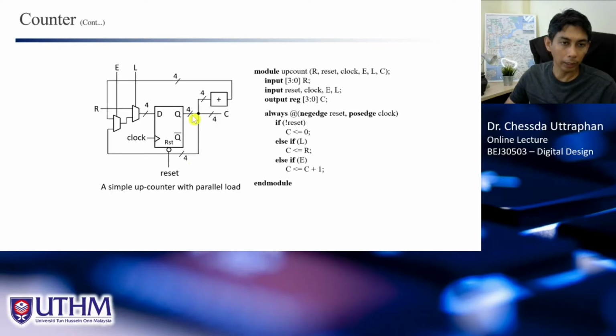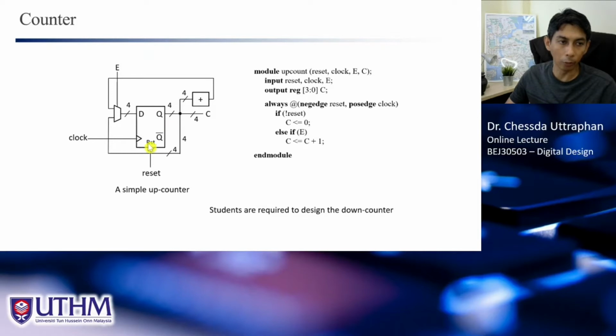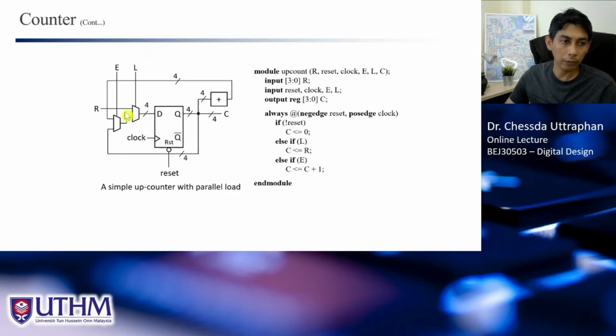This is another one where we can load any data into the counter, means that we can count from any number that we want. In the previous case, it will always count from 0. In this case, it can count from any number that we put here from this R, right? Because if load is active, we load the number to the register. So for example, if R equal to 5, we count from number 5 to the maximum number of the register.